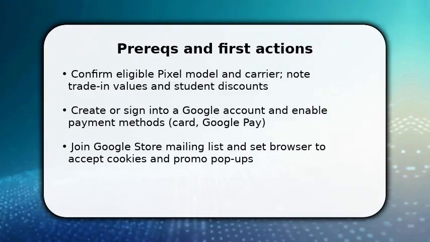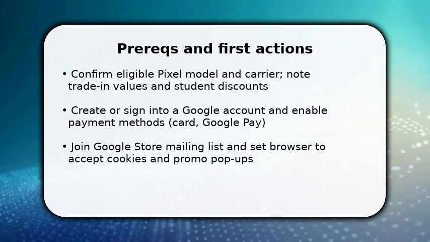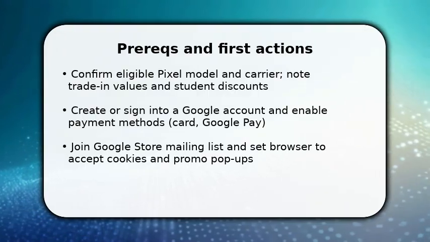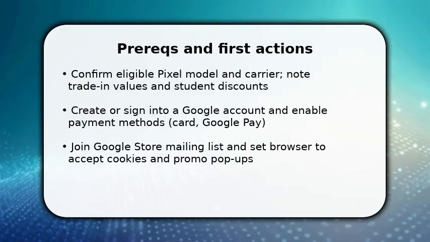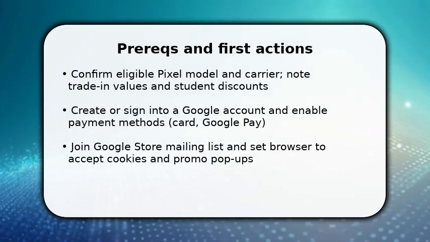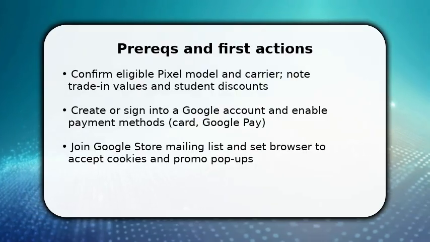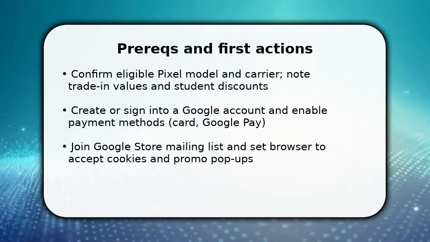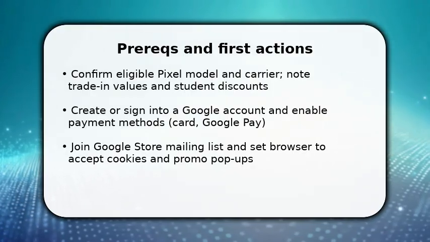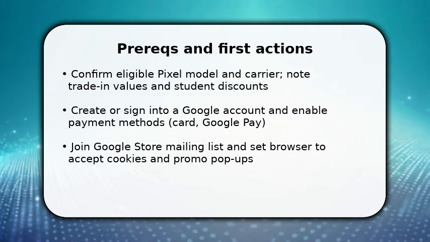Next, sign into your Google account and add a primary payment method so checkout is ready. Once done, subscribe to the Google Store mailing list and allow browser cookies and pop-ups so promo banners can appear. These steps speed discovery of codes and ensure applied codes survive to checkout. Do this now to be ready for the deal search and redemption steps.